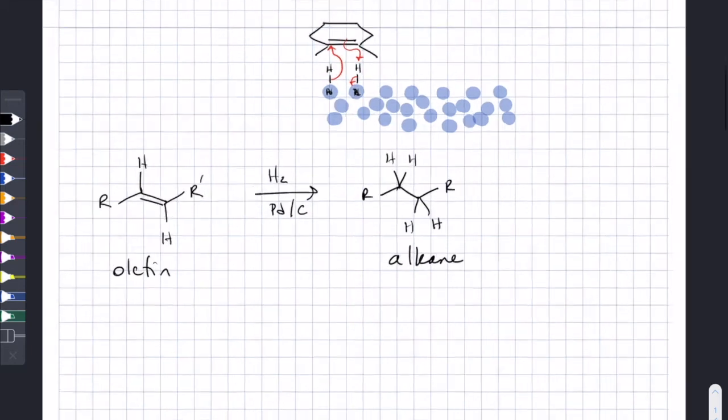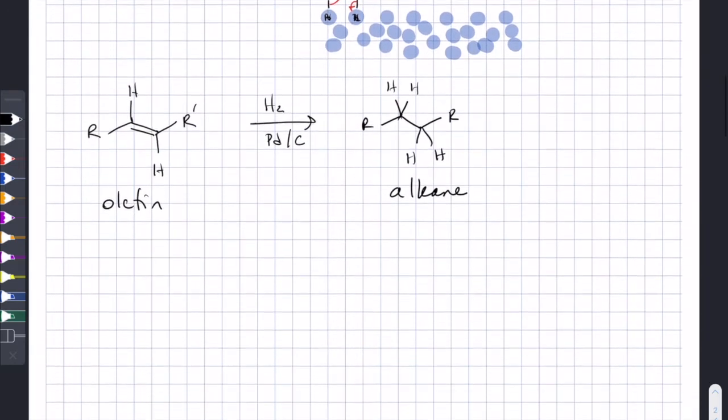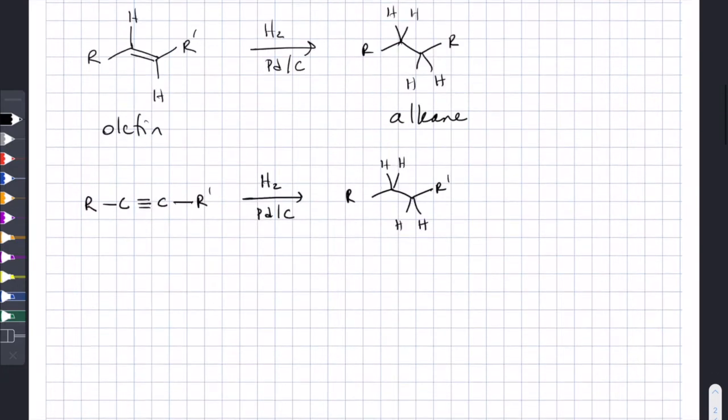And this will work not only for olefins, but it also works for alkynes. If you use hydrogen and palladium on carbon, you can deliver two equivalents of hydrogen across the two pi bonds of the alkyne to get the alkane.